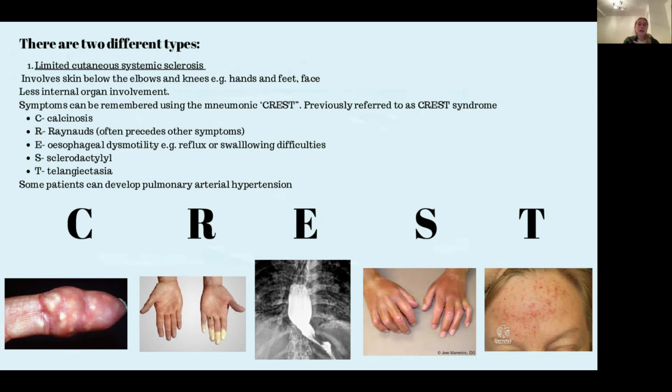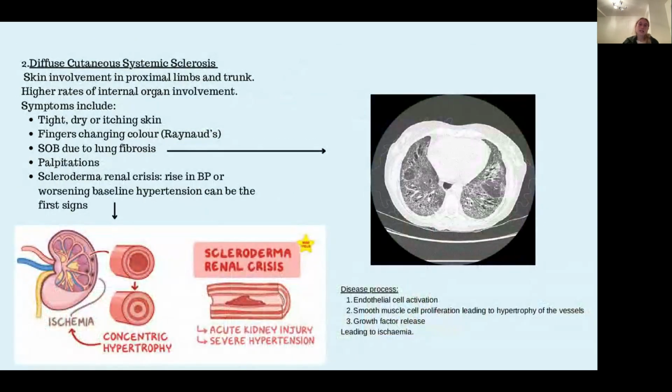The second type is diffuse cutaneous systemic sclerosis. So this is where your skin involvement is in your proximal limbs and your trunk. You have higher rates of internal organ involvement. So if there's internal organ involvement, it's more likely to be diffuse. Symptoms, you can get the tight, dry or itching skin. So this can be in your proximal limbs, so closest to you, or your trunk.